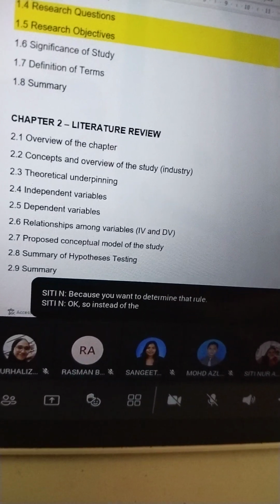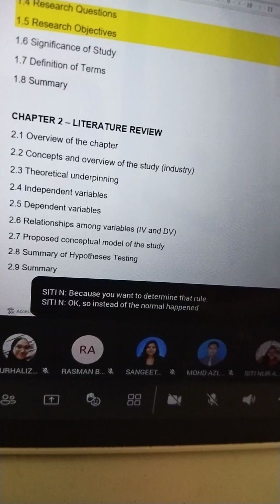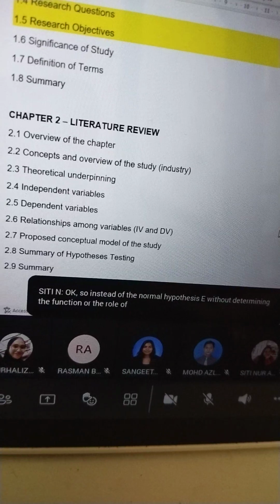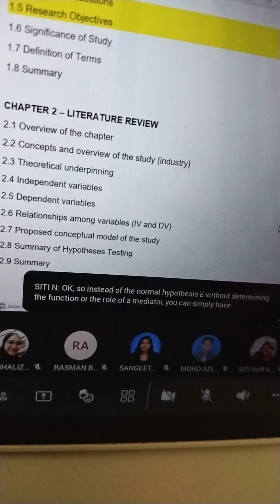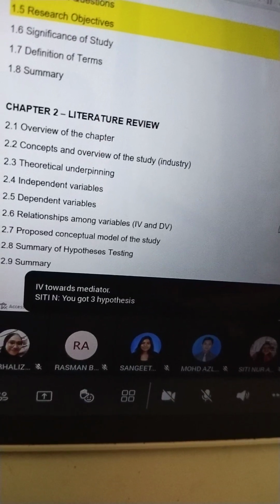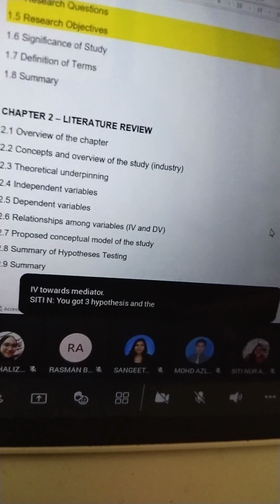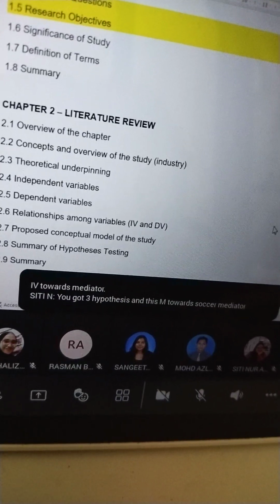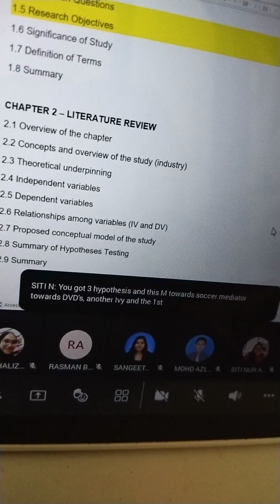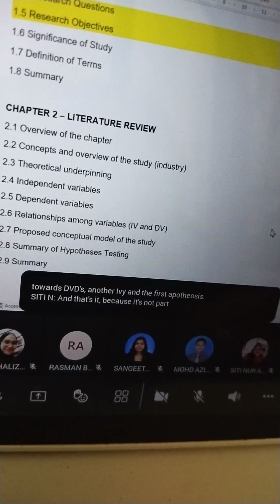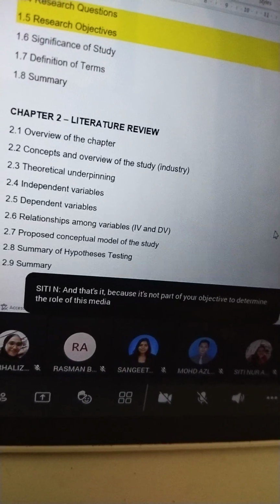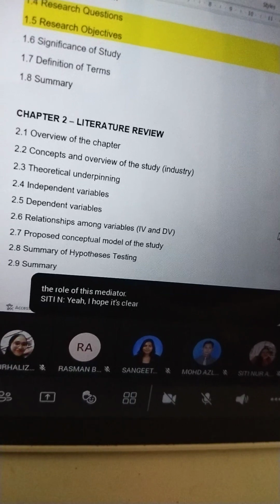So instead of the normal hypotheses, without determining the function or the role of a mediator, you can simply have 4 hypotheses. 3 IVs towards the mediator, you get 3 hypotheses, and this M, the so-called mediator, towards DV is another IV, the 4th hypothesis. And that's it, because it's not part of your objective to determine the role of this mediator. I hope it's clear.